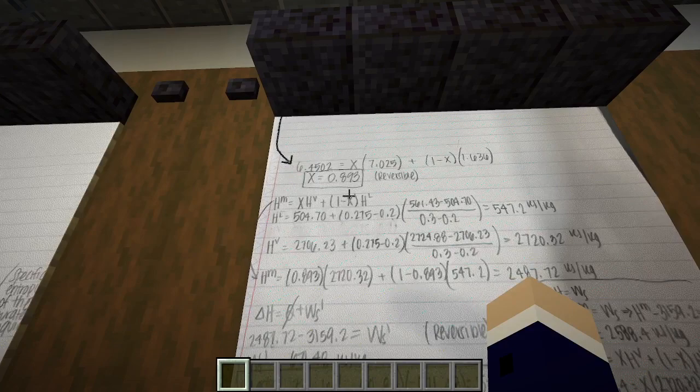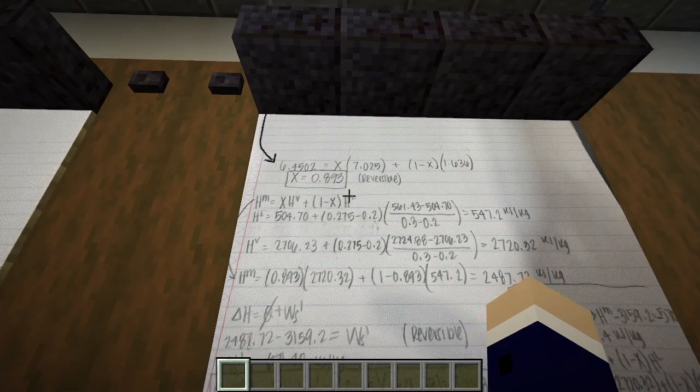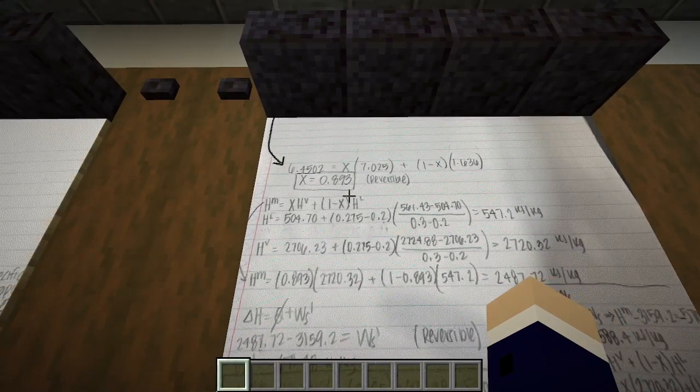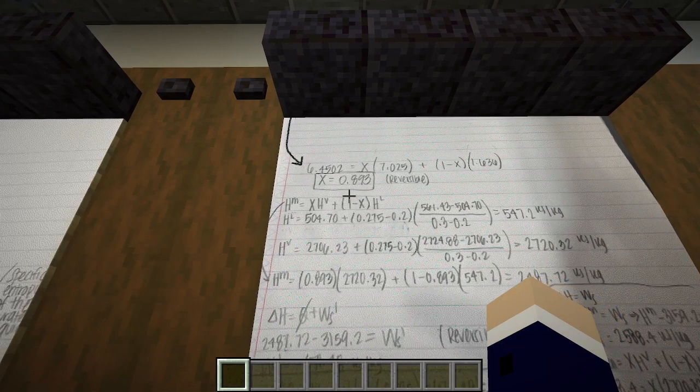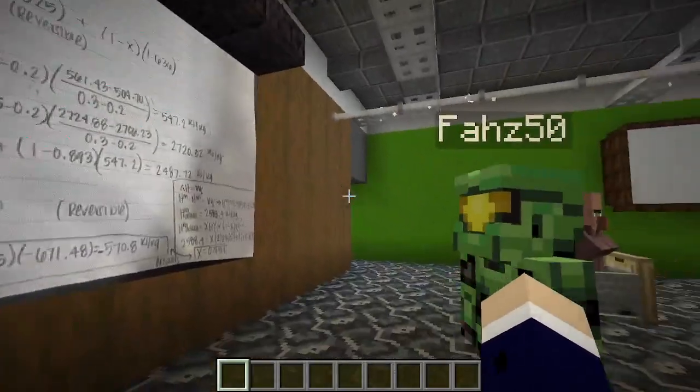Now currently this is reversible, so this is not our final answer. We want to find the irreversible quality using our efficiency. So now I'll pass it over to Michael.